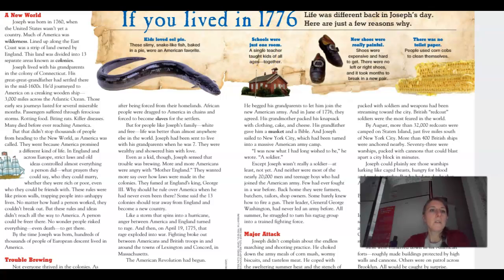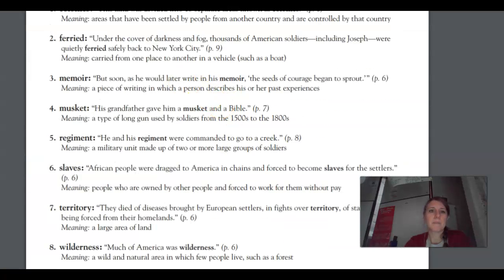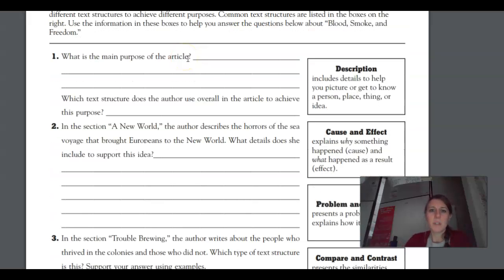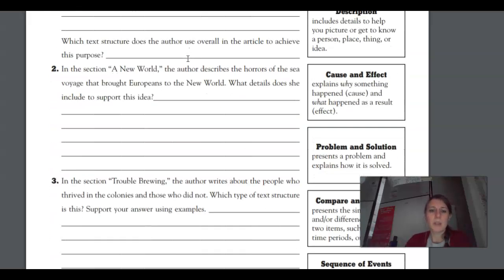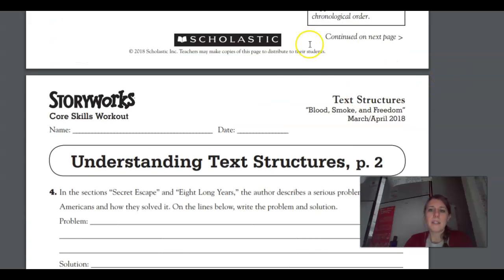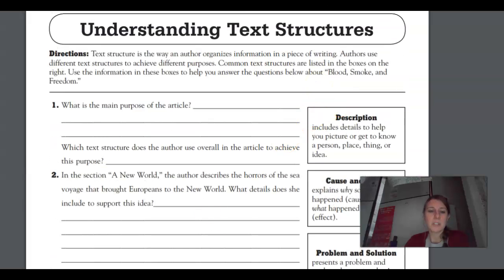Okay, so just to give you a quick view here, if I can find it. All right. Here's the worksheet that I was going to do with you. I'm going to change it up a little bit. However, you do need to look for the specific sections and then decide what text structure is being used. Okay, if you have any questions, please let me know.